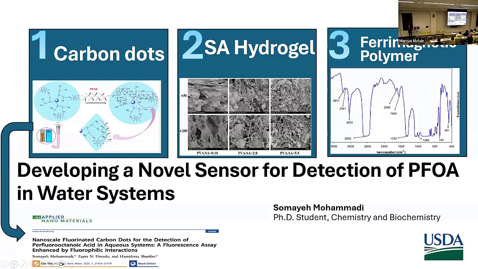And I did 3 different research projects for PFOA detection. The first one by synthesizing fluorinated carbon dots. The second one by modifying sodium alginate hydrogel with fluorinated carbon dots. And the third one, I did with the aid of one of our undergrad students, and we modified ferromagnetic polymer with nitrogen-doped carbon dots.